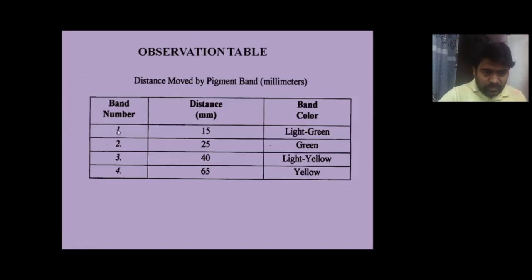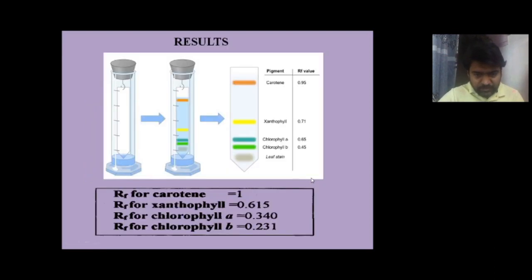Now look here, this is how we obtained the number of bands. Four bands we obtained, and we measured the distance in mm. With respect to the band, as the distance increases, different colors appear: light green, light yellow and yellow, as I showed you already in the previous diagram. So once we have confirmed our result in the form of different color bands, by applying the formula we can calculate the RF value for the different pigments or bands which appear.